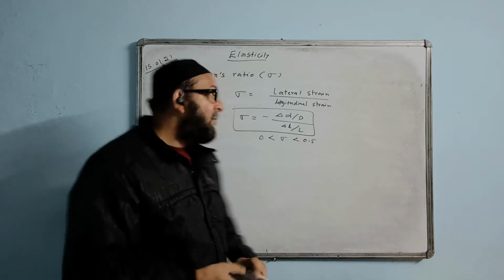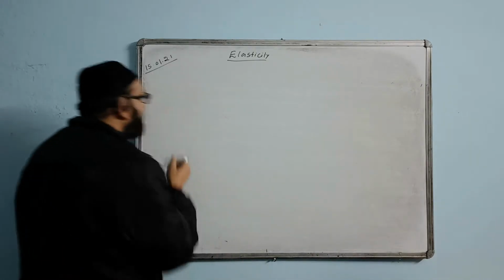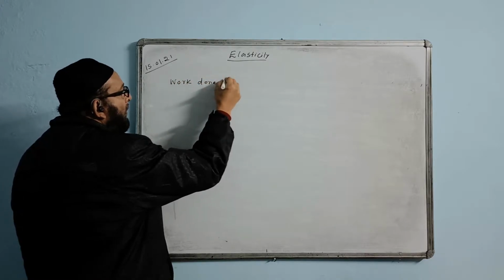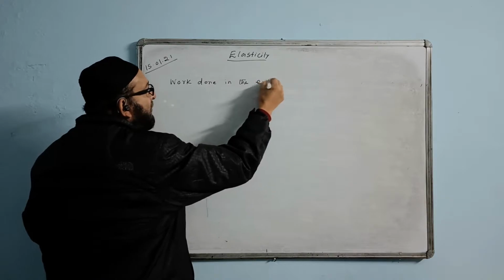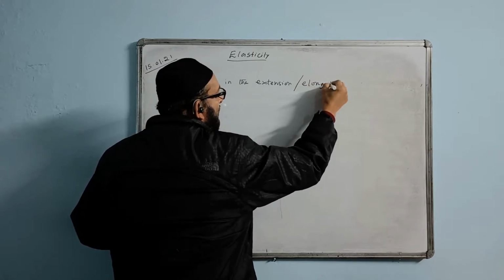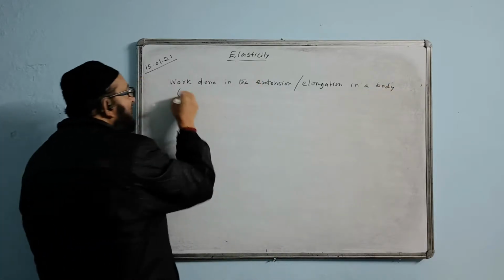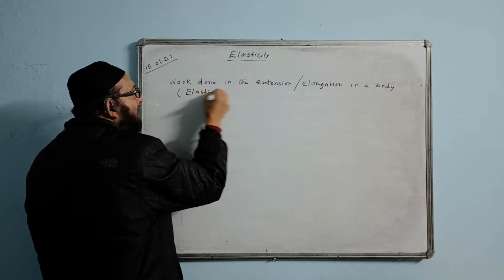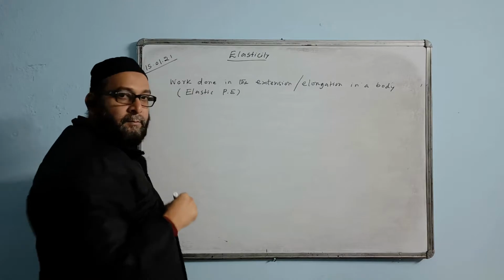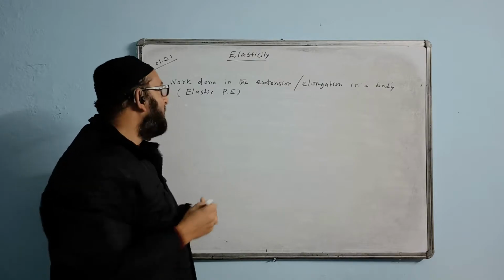Now we are finding a formula for the work done in the extension or elongation of a body. This is also known as elastic potential energy. We are finding a formula for it, right?